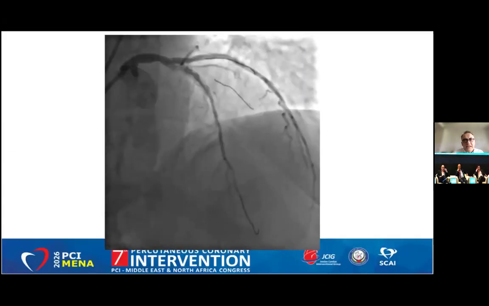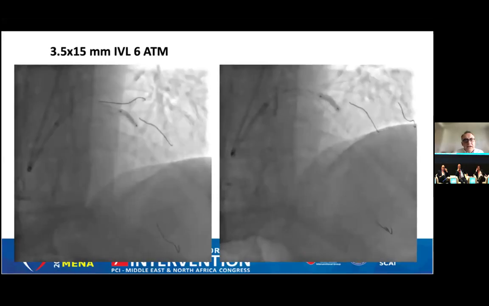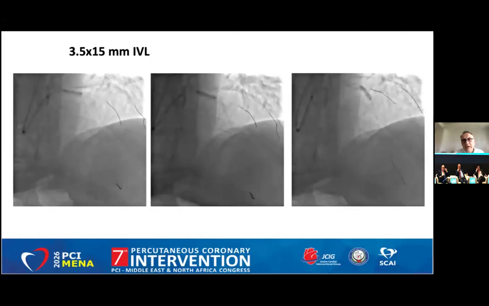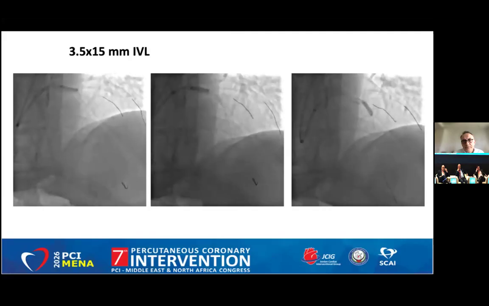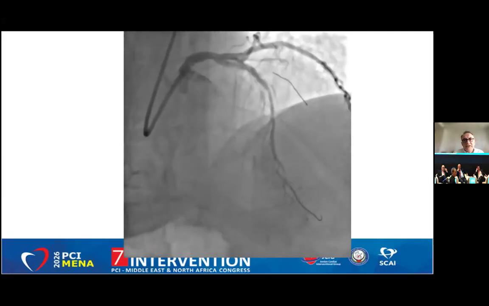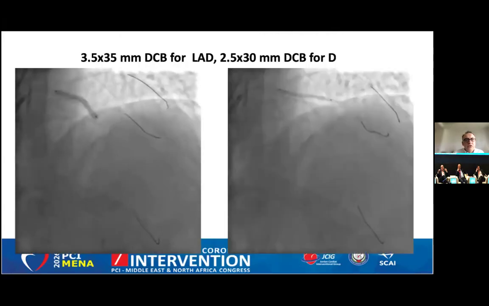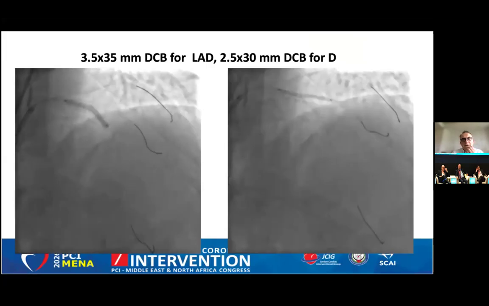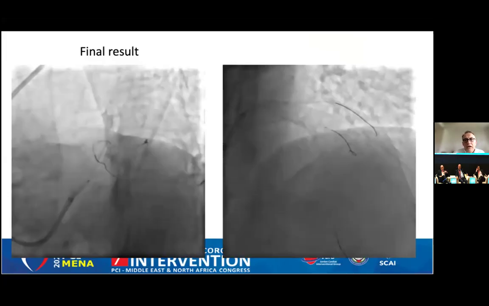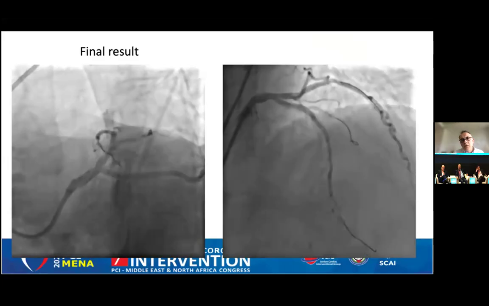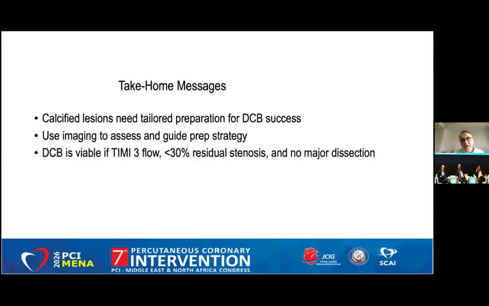And then after lithotripsy with this, this is another run with IVL, another run with IVL, the same IVL, and then this is the result after IVL and the NC balloon. I think now we have a good opening. We have to decide which kind of treatment we can do. We did here DCB 35/35 and 25/30 for the side branch diagonal. And then this is the final result. Again, the diagonal looks not bad.